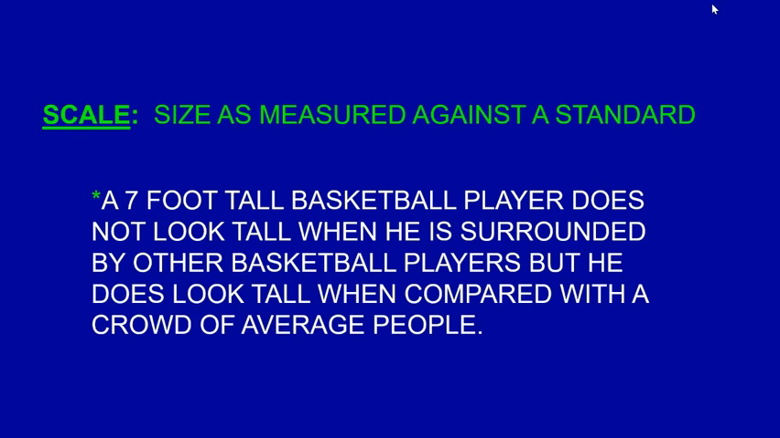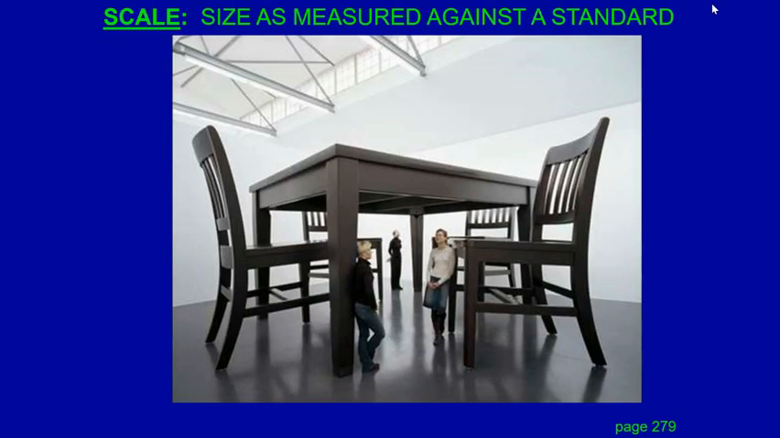So a 7 foot tall basketball player does not look tall when he's surrounded by other basketball players, but he does look tall when he's compared with a crowd of average people. And so what this does is it makes things look out of place. So if we look at this photograph here, this is a modern work of art.